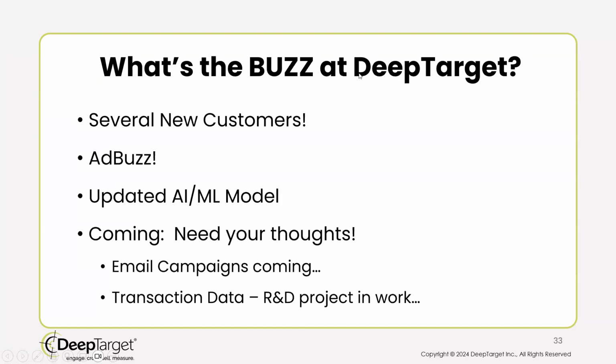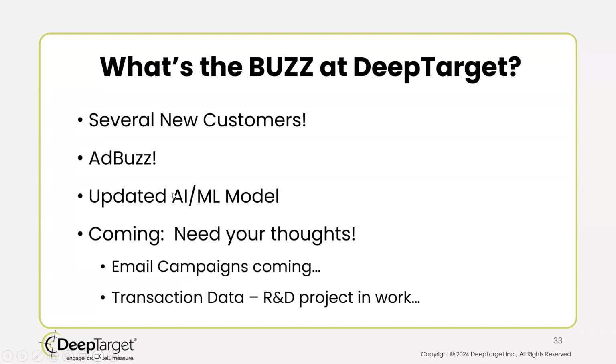And then finally, we're going to have this each time. I'm going to go into more specifics next time. But what's the buzz at Deep Target? First of all, we have several new customers. We're a little remiss about pointing out new customers that have come on board month over month. And we have customers that join us every month. And we're real excited. So we're going to spotlight those next time. And then ad buzz. We're using Gen AI to create ads, and we have that capability available. I'm going to talk about it in a second.